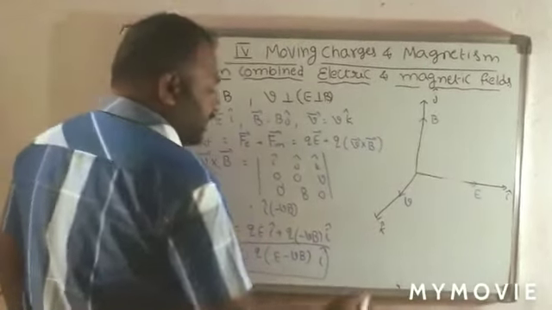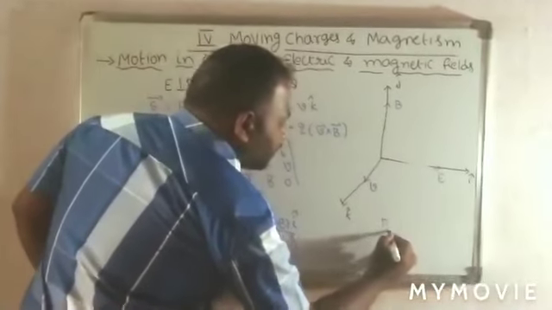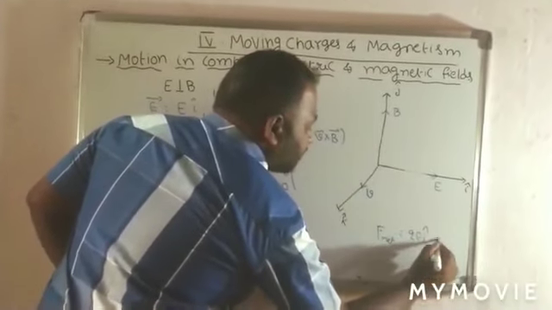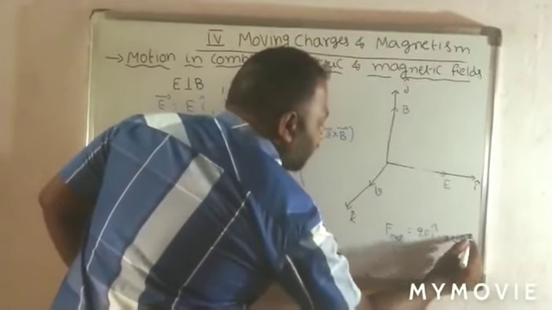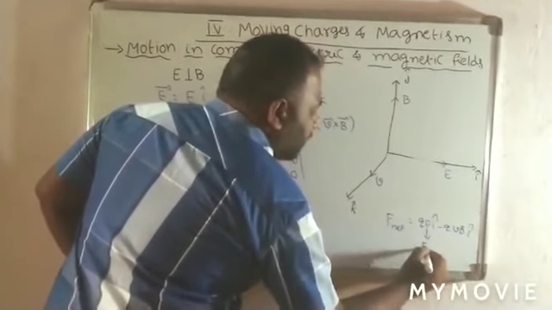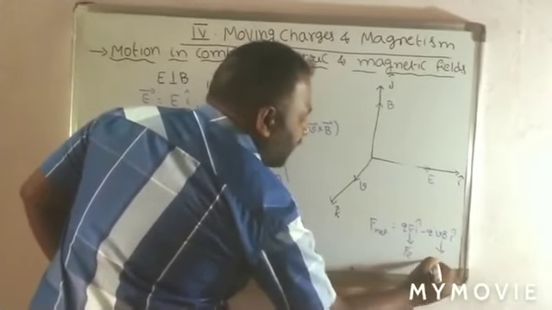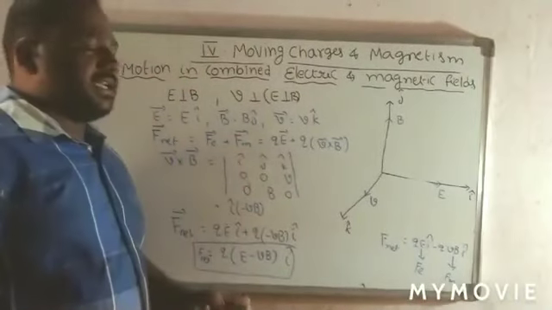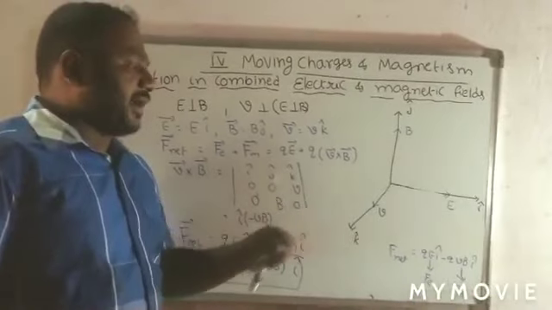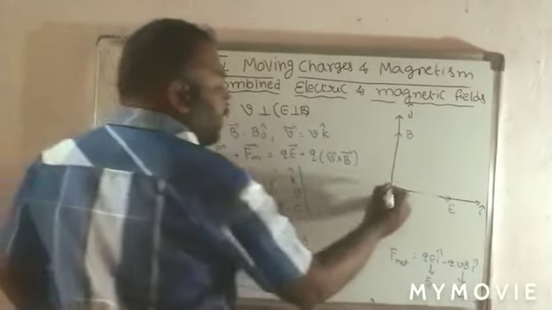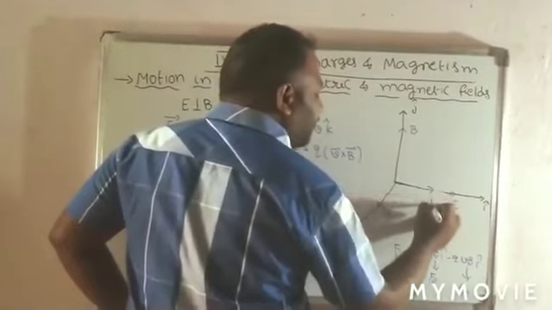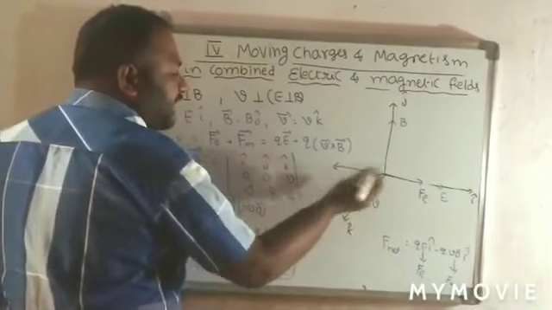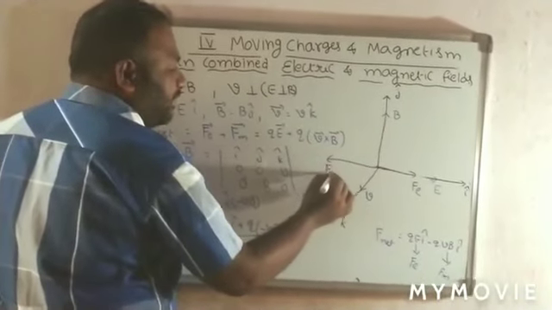From this we observe that the net force is equal to QE i cap minus QVB i cap. QE i cap is the electric force, and QVB i cap is the magnetic force. So when a charged particle is placed in combined electric and magnetic fields, the electric force acts along the i cap direction and the magnetic force acts along the negative i cap direction.